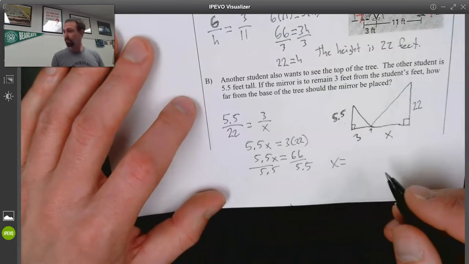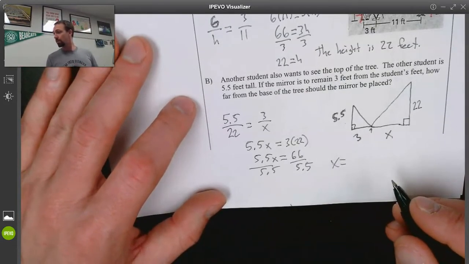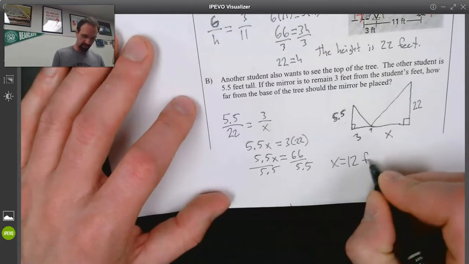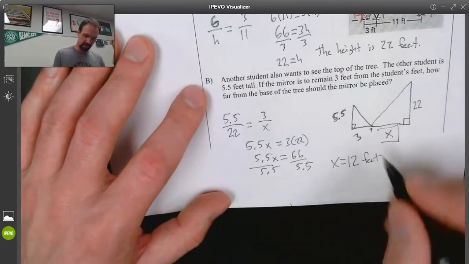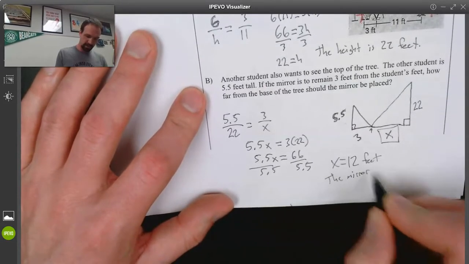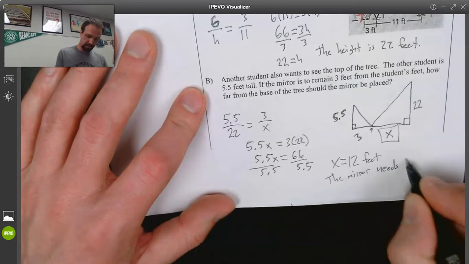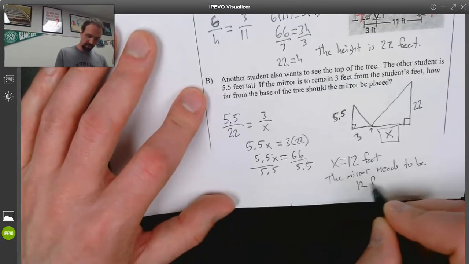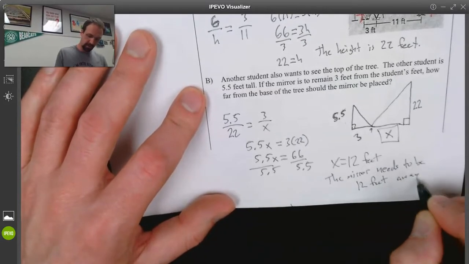12 feet, excuse me. 12 feet. So we need to be 12 feet away. So the mirror needs to be 12 feet away.